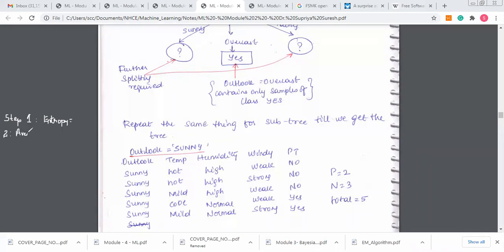Ma'am, is it 0.97? Yes, ma'am, 0.97095. Okay, you can write it as 0.971. Yes, ma'am. Okay, so 0.971 is the value. Fine. What was the second step?